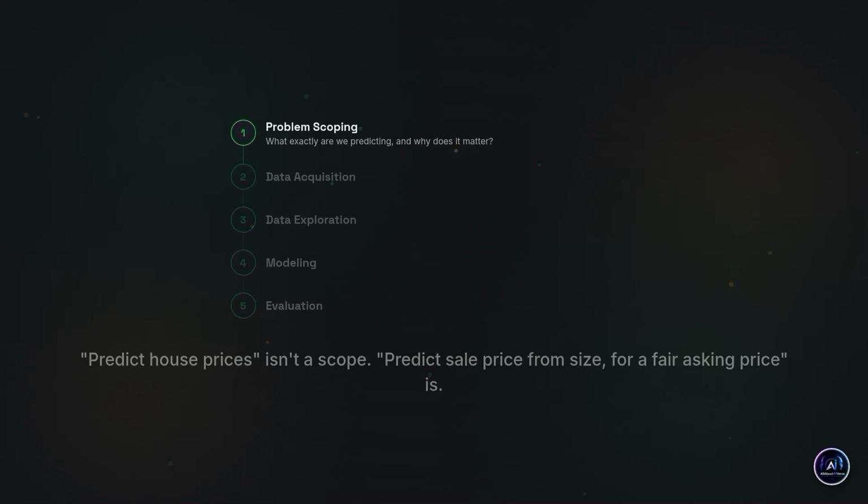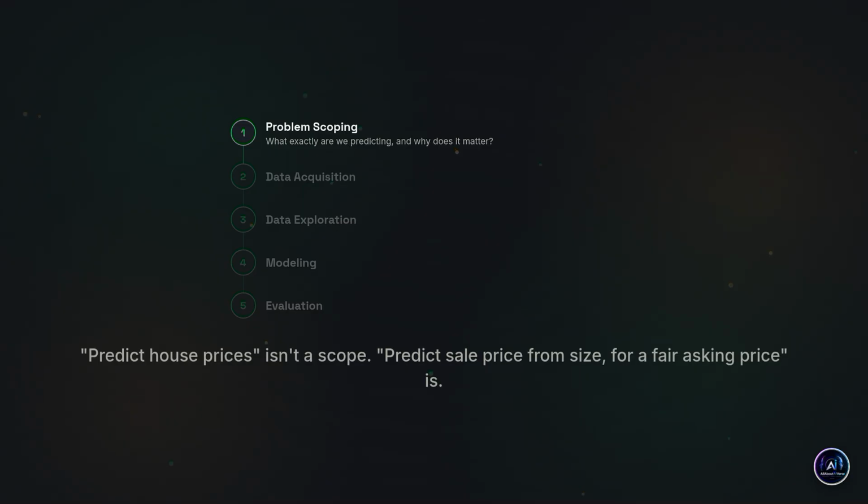Stage 1, problem scoping. Before touching any data at all, you have to answer one question precisely. What exactly are you trying to predict, and why does it matter to someone? Predict house prices is not a scope. Predict the sale price of a house from its size, so a seller can set a fair asking price, is a scope. Vague goals produce vague, useless models.